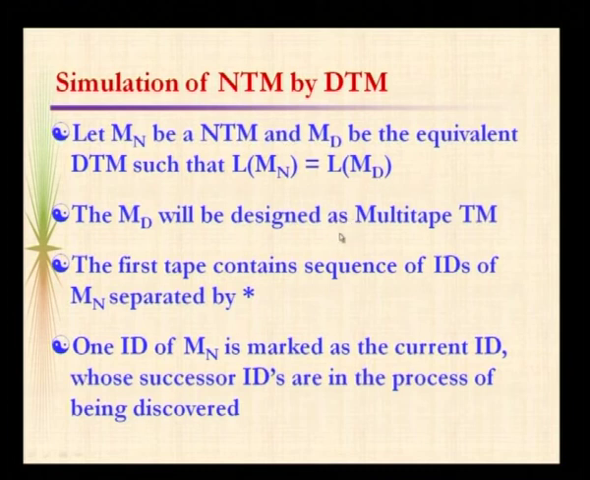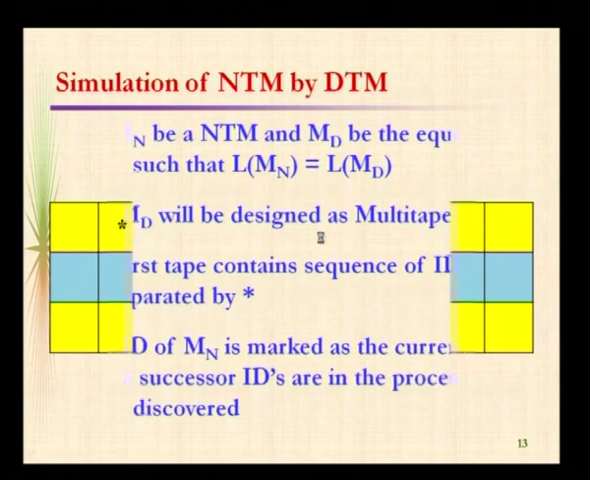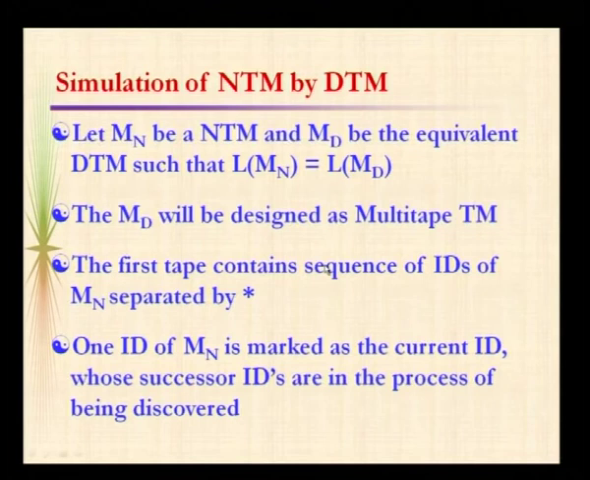So, how do we simulate that? Md will be designed as a multi-tape Turing machine, and the first tape contains the sequence of IDs of Mn, which are separated by asterisks as seen here. These are the IDs of the non-deterministic Turing machine: ID1, ID2, ID3 and so on, all separated by asterisks. That is, one complete ID, followed by an asterisk, then followed by another complete ID. This is the tape content.